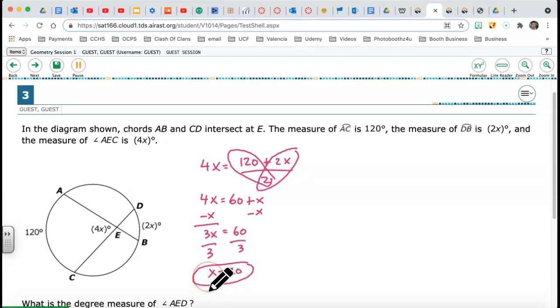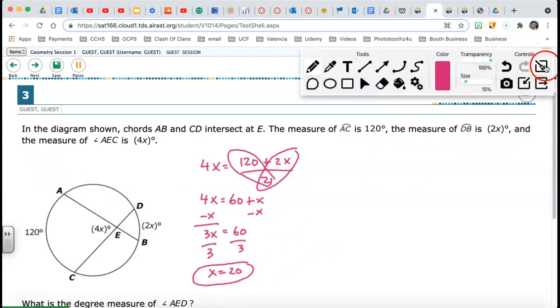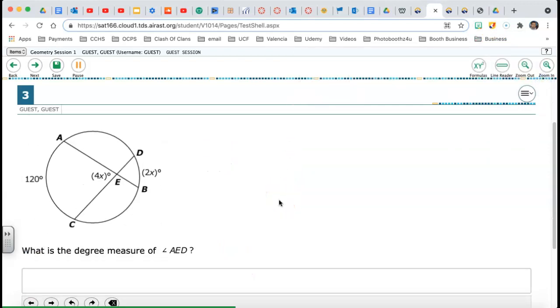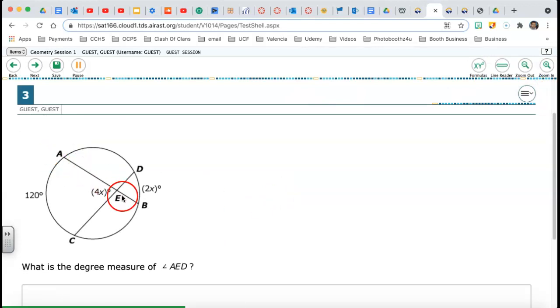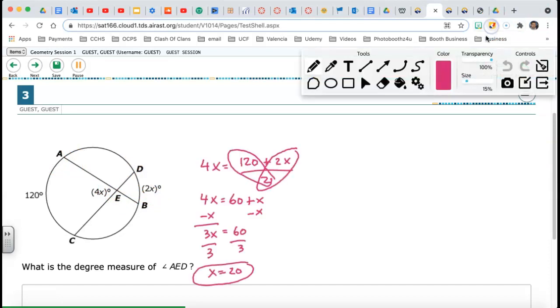Remember, we're looking for angle AED. Hold on. So x is 20. All right. I have the work already, so let's clear this out so we can scroll down. X equals 20. AED. Oh, so no. Okay, I had a mistake when I was thinking. So they're asking for this angle, AED. But I know that my x is 20.